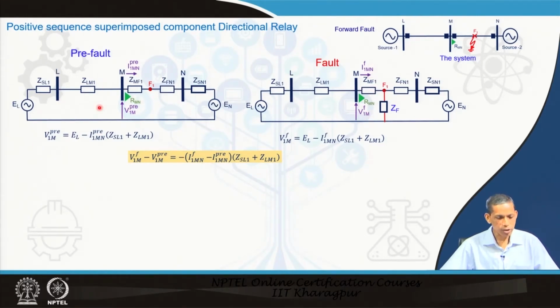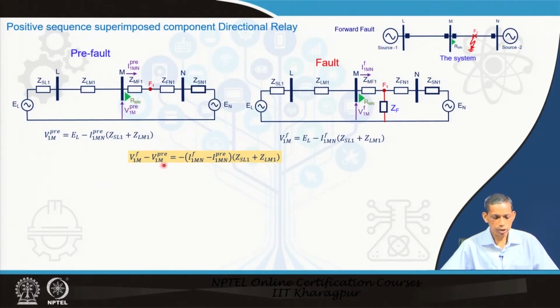So, we can write for this circuit V1M equals EL, the L bus equivalent source voltage, Thevenin's equivalent, minus I1M pre times ZSL1 plus ZLM1, this source impedance plus this line impedance behind the relay. For the fault condition, this voltage equals EL minus this drop, with the current now being the fault current through the relay, I1MF. So, these are the two equations for this diagram. One is for pre-fault for this system and the other is for the fault.